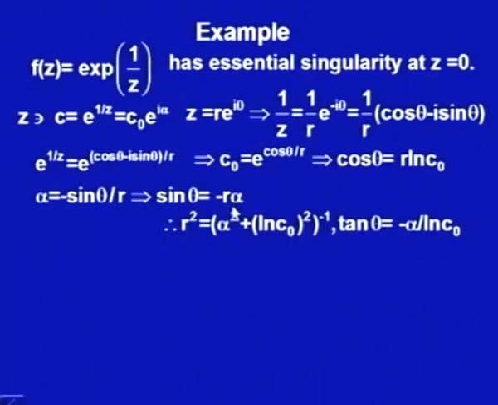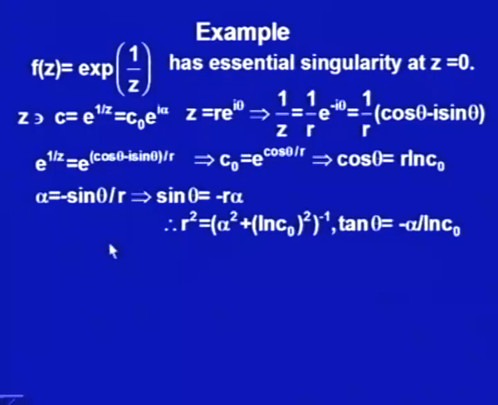What we are getting is r square times l phi square plus log c naught whole square, whole to the power minus 1, or 1 upon, that is, r square times l phi square plus log c naught whole square is equal to 1. So, r square would be 1 upon l phi square plus log c naught whole square. So, I am writing it in this manner. And what will be the tan theta, that is sin theta upon cosine theta, r and r would cancel out, I would get minus alpha upon log c naught.